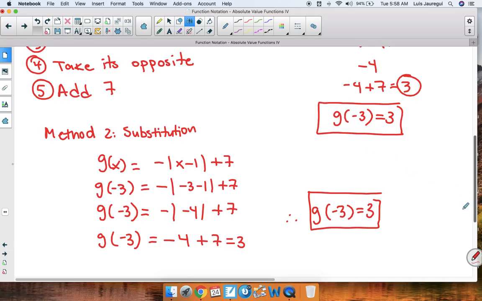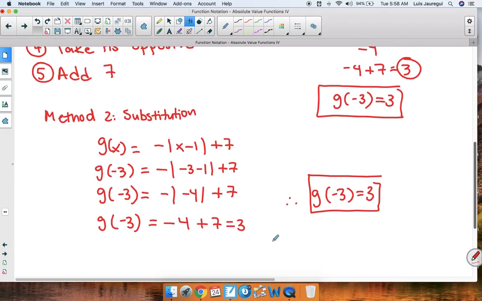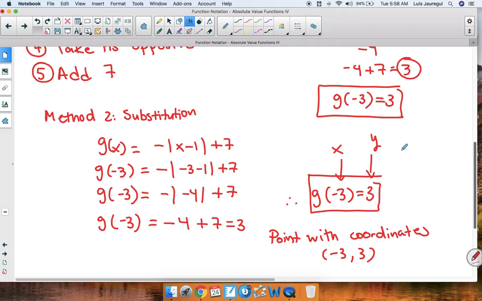Therefore, once again, we have that g of -3 is equal to 3, which is consistent with our previously established result. Now, as part of an extension, we can say that we have the point with coordinates -3, 3. Why is that the case? Well, that's the case because our input, or x value, happens to be -3, and our output, or y value, happens to be 3. So this concludes this particular video on function notation, absolute value functions, part 4.